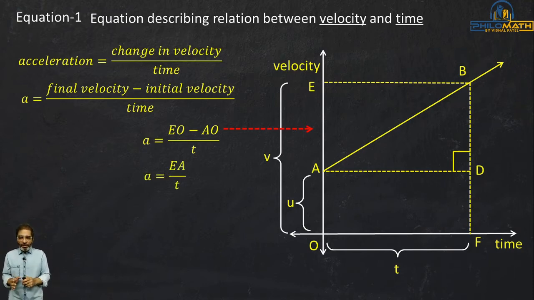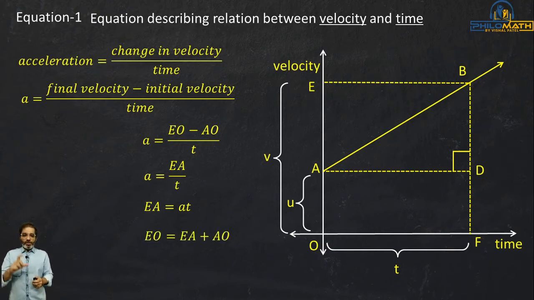That is a equals to small a, acceleration equals to EA upon t. Now if I shift t towards a, what do I get? EA equals to AT. Now when I say AT, it means a into t, so EA equals acceleration into time. Now again have a look at the graph, students. Can I say that EO, the total distance EO, is equal to EA plus AO?